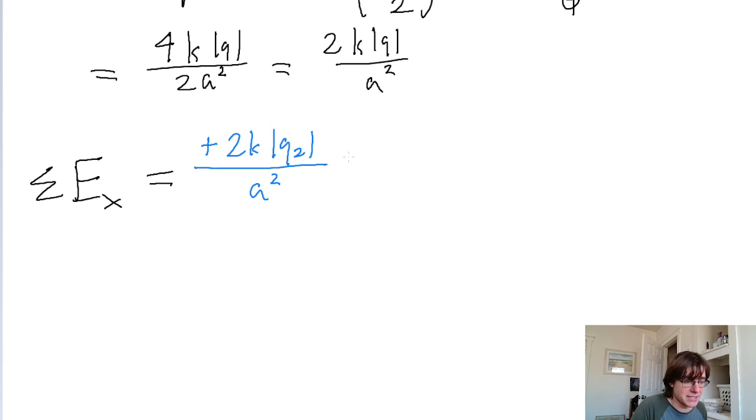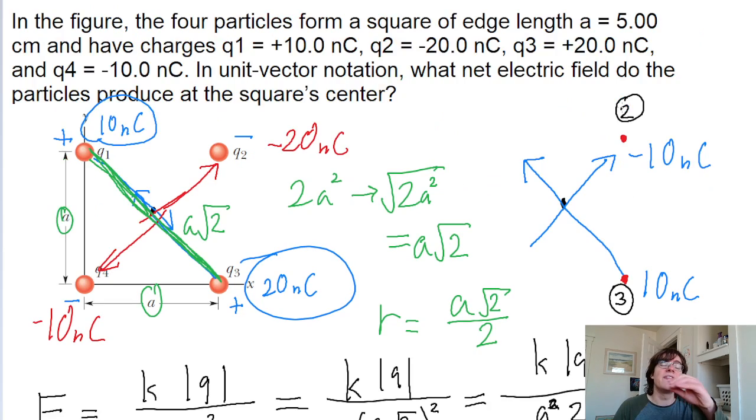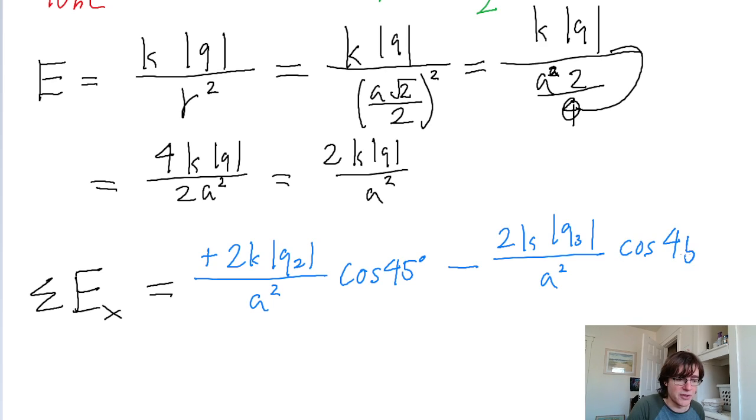And so to make something an x component, you just multiply by the cosine of the angle, which in this case is 45 degrees because it's a square. Now for the field from charge 3, which is positively charged, the direction looks like this, going to the top left. And we can see that the horizontal component from this force will be negative because it's pointing to the left. So this time we're going to do a minus 2k q3 divided by a squared. Still horizontal component, so we still multiply by the cosine of the angle.